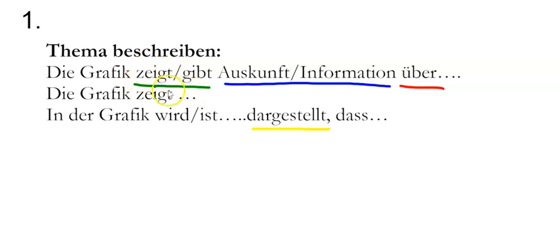zeigt, to show. So die Grafik zeigt Auskunft. Die Grafik zeigt Information. Both of these 2 words mean the same thing. Or die Grafik gibt Auskunft. It gives information. Über, about what? About blah, blah, blah. You could simply just say die Grafik zeigt. The graph shows how much trash is in the ocean and how long it takes to decompose.